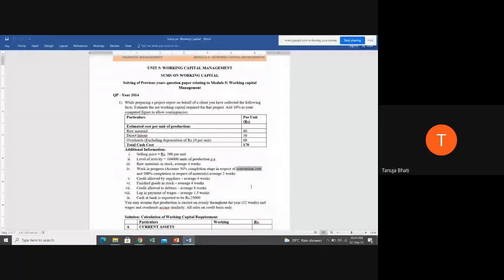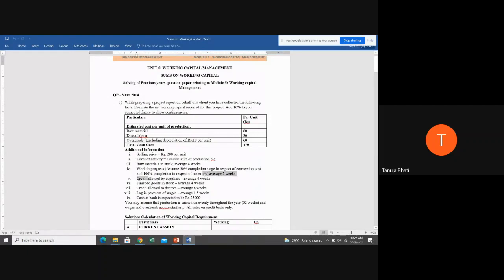Yes, students? You will require labor and you will require overheads, that is indirect expenses. So conversion cost is nothing but cost that is going to help in converting the raw material into work in progress. So how are the materials going to get converted? With the help of the labor and with the help of overheads. So conversion cost is nothing but direct labor and overheads.